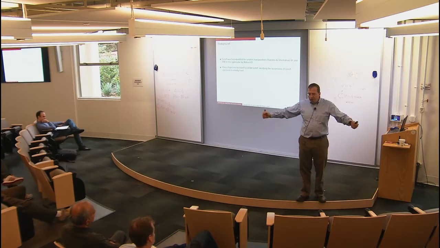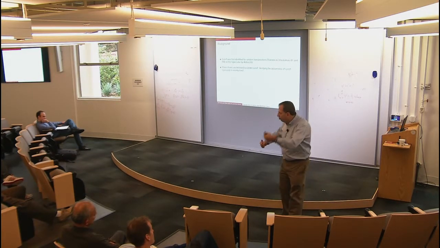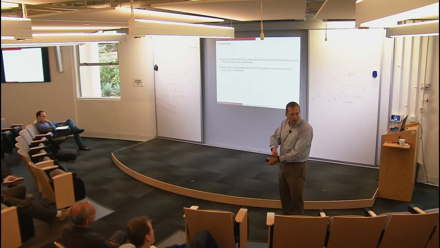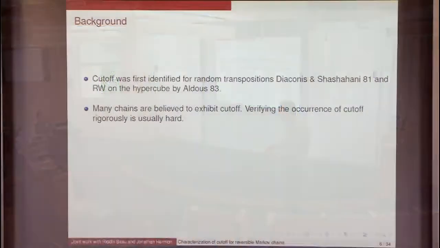So you have n cards. They didn't do a lazy chain. They did the following. You have n cards. The left hand chooses one card, the right hand chooses another card, and you transpose them. So you might choose the same card in both hands. And so what's the mixing time here?